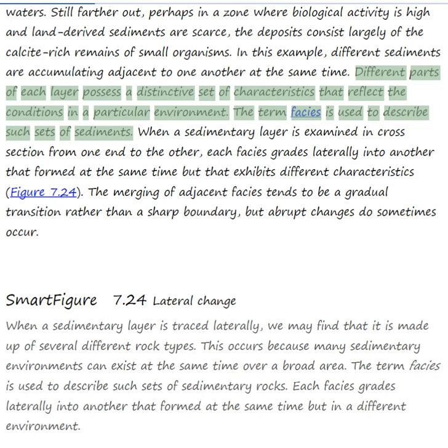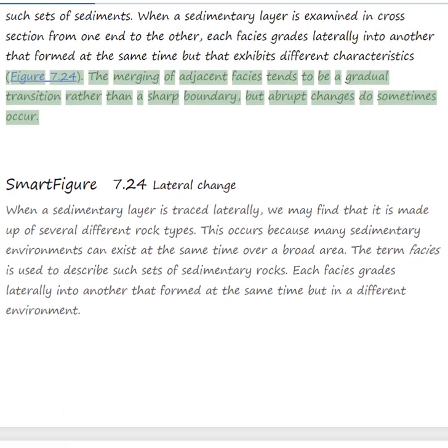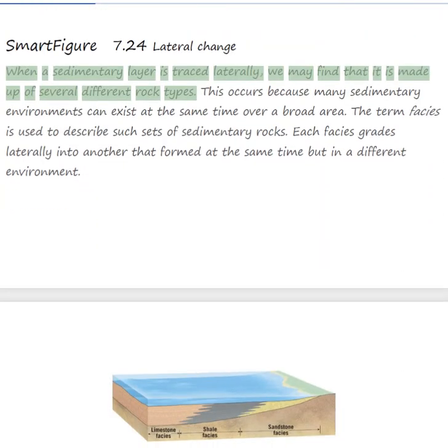Different parts of each layer possess a distinctive set of characteristics that reflect the conditions in a particular environment. The term facies is used to describe such sets of sediments. When a sedimentary layer is examined in cross-section from one end to the other, each facies grades laterally into another that formed at the same time but that exhibits different characteristics. The merging of adjacent facies tends to be a gradual transition rather than a sharp boundary, but abrupt changes do sometimes occur.